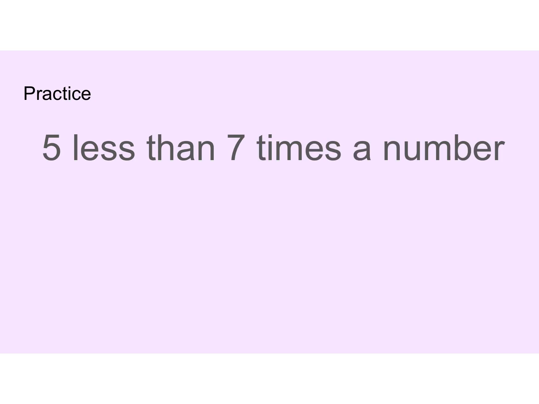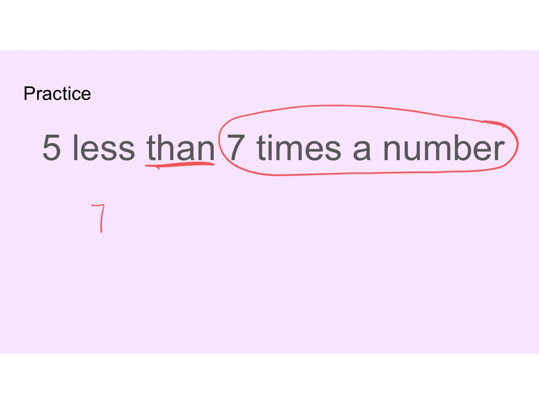Five less than 7 times a number. Well, hopefully you recognize the word than, and notice that what follows, 7 times a number, needs to be written first. So it's going to be 7 times a number. The word less, subtract, and then the number 5. So we're reversing.